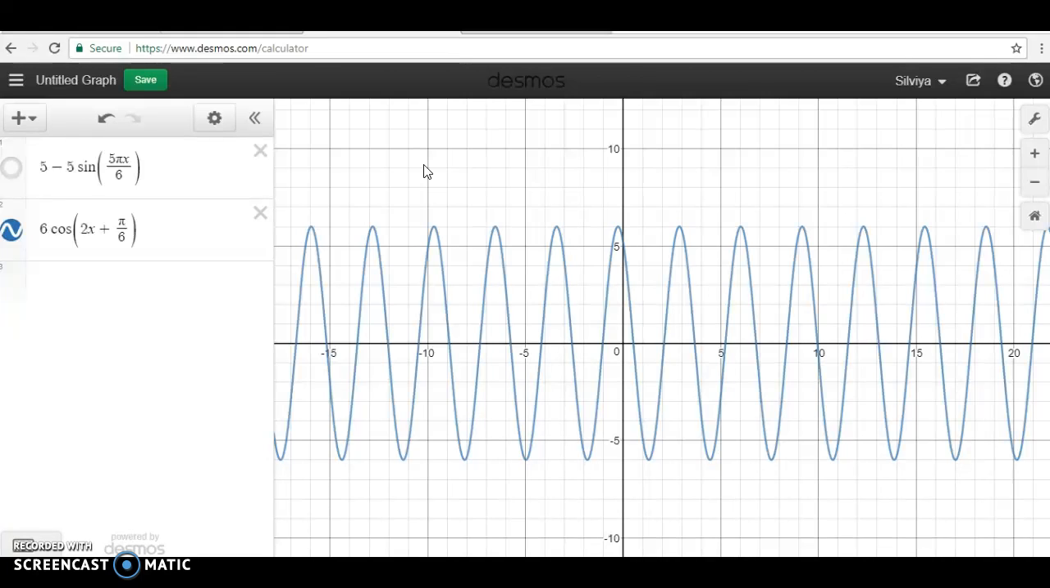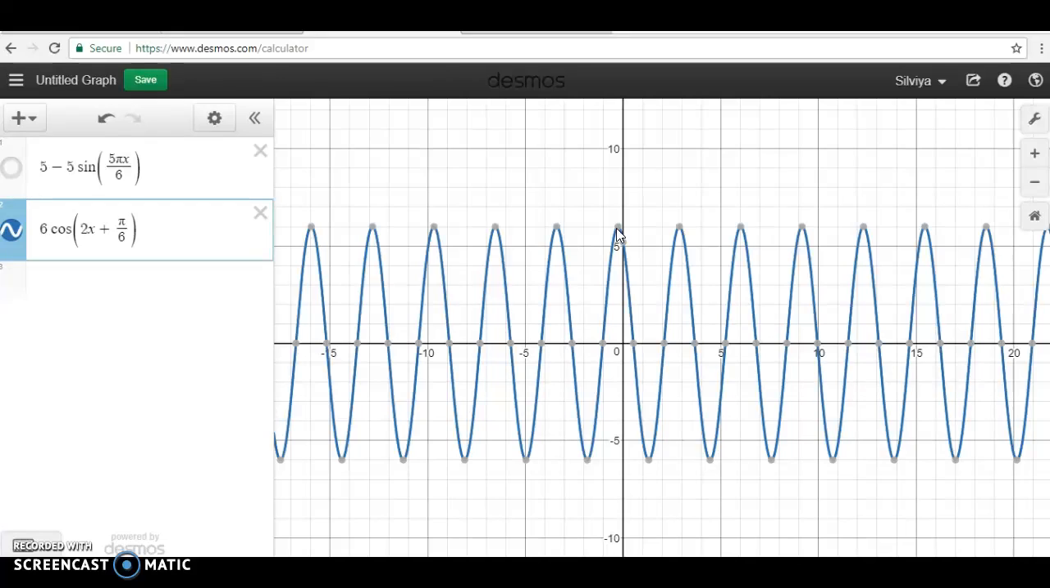Now I want you to note, if you are using Desmos, if you try to select any of these maximum or minimum points, they will actually automatically display with the pi value. So as you can see on this minimum point, it shows that the x-coordinate is negative 7 pi over 12.